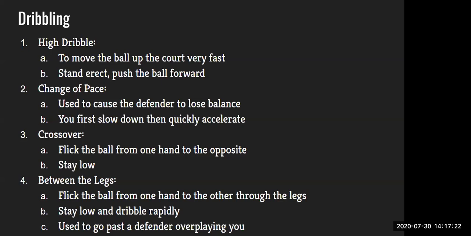For that you have to stand straight up and push the ball forward while running, so it bounces up to your waist and not higher than that. A change of pace is used to lose your defender. It's an unexpected move which causes the defender to lose his balance. You slow down first, so your defender thinks that you're going to pass or do something else, but then you quickly accelerate, so he falls back and he's not able to catch up.